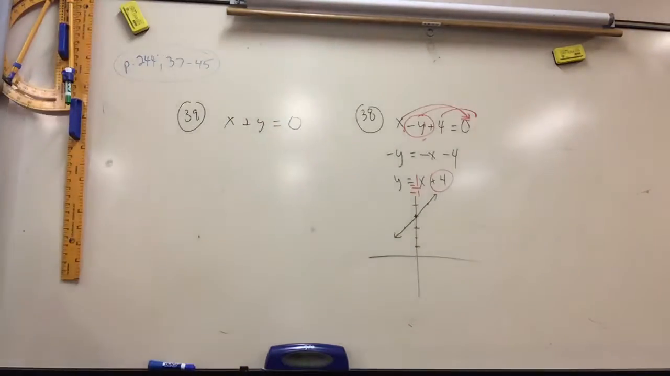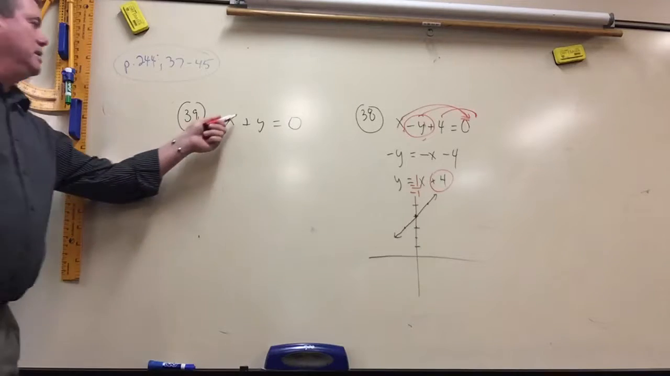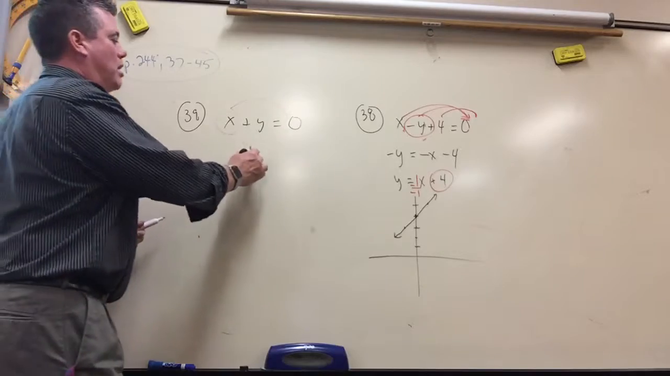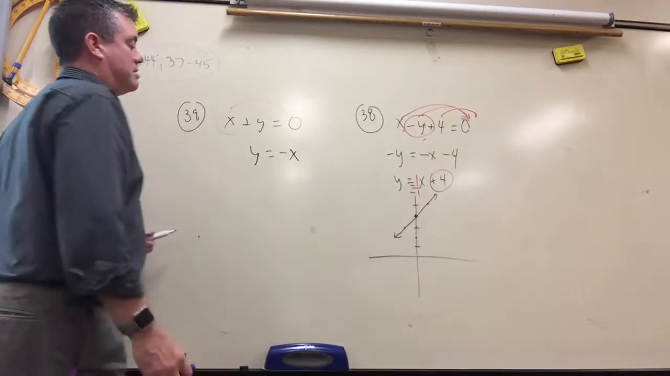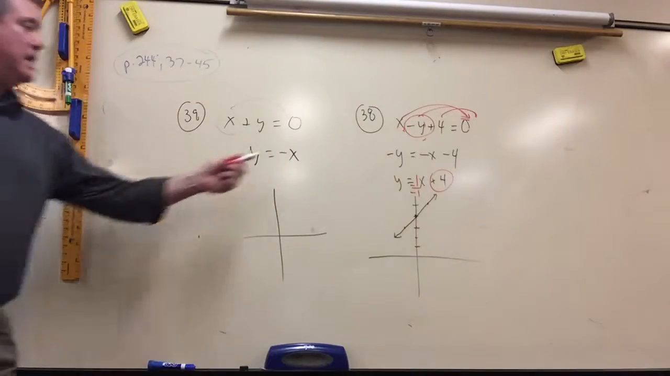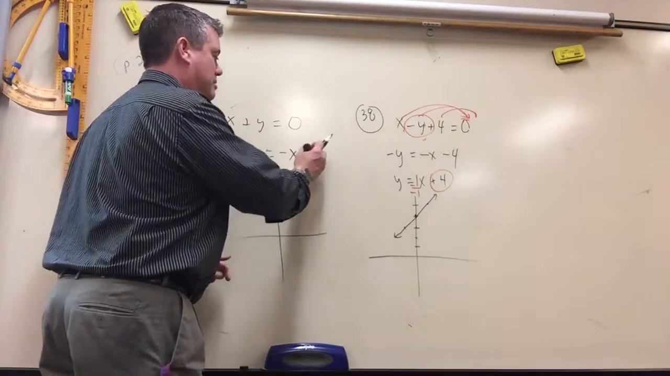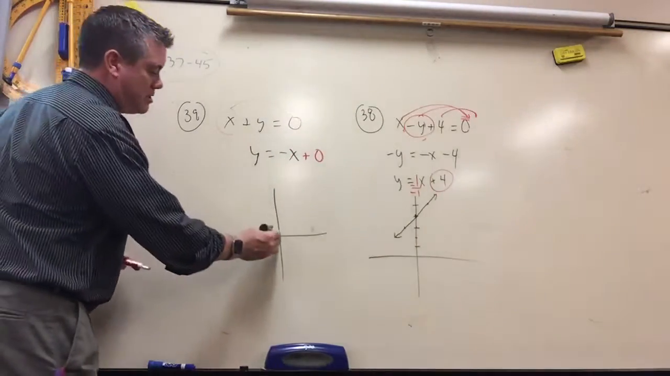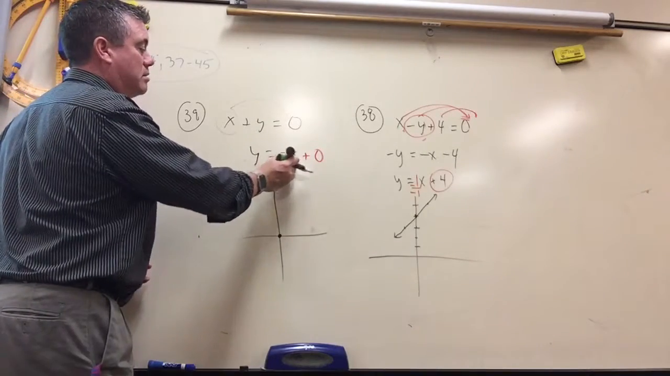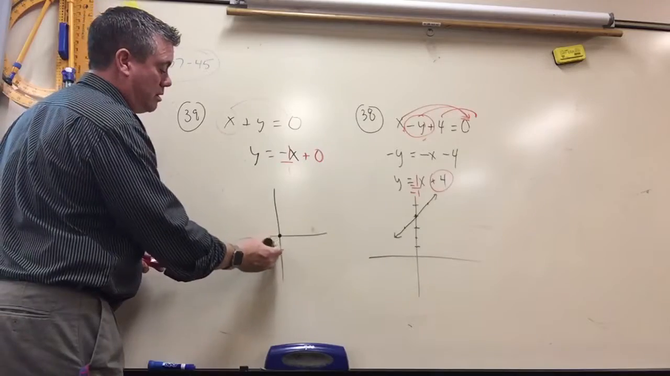So this is the one I did in the example. Here all I got to do is move the x over, and you get y equals negative x. So there is no b, it's 0, so that means it crosses at 0. And the slope is negative 1, so you go down 1 over 1.